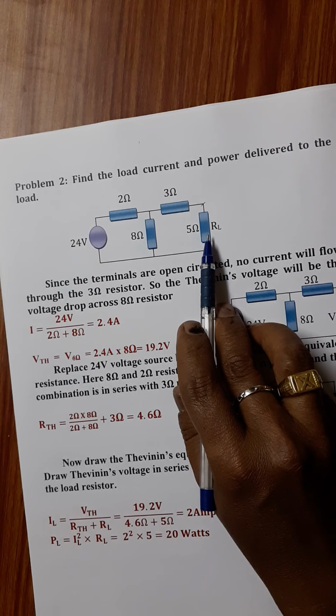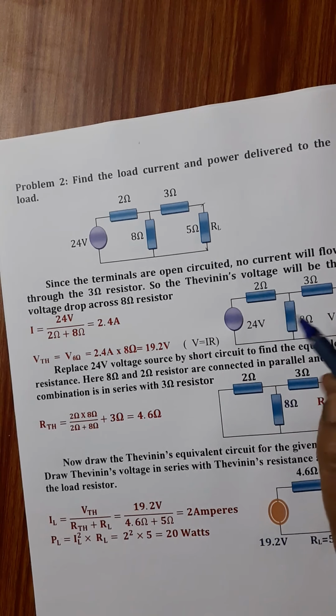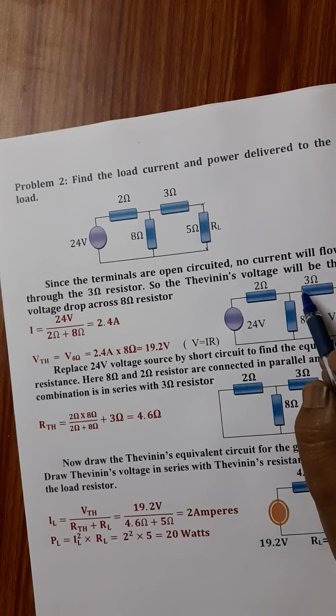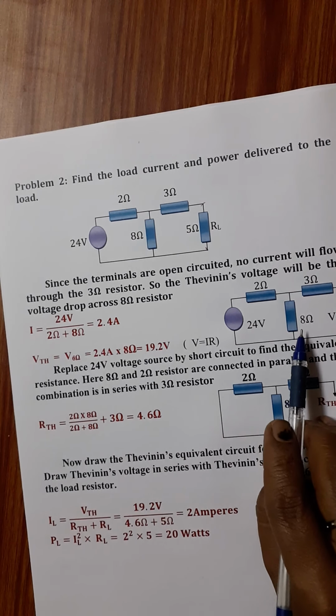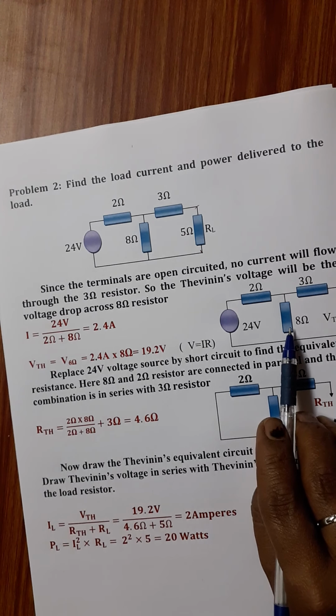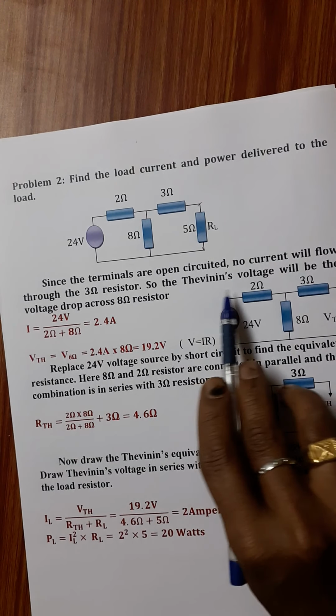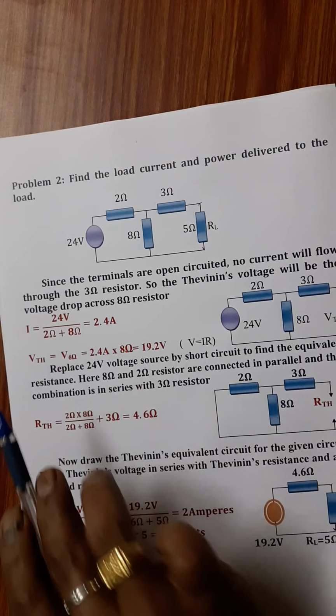So what is the first step? To identify the element for which the current or voltage is to be found and consider it as a load resistor. Then we have to open the load resistor. Since the terminals are open circuited, no current will flow through the resistor connected to the load, that is the 3 ohm resistor. So the Thevenin's voltage will be the voltage drop across the second resistor, which is connected in parallel to the voltage source. So the Thevenin's voltage will be the voltage drop across 8 ohms.